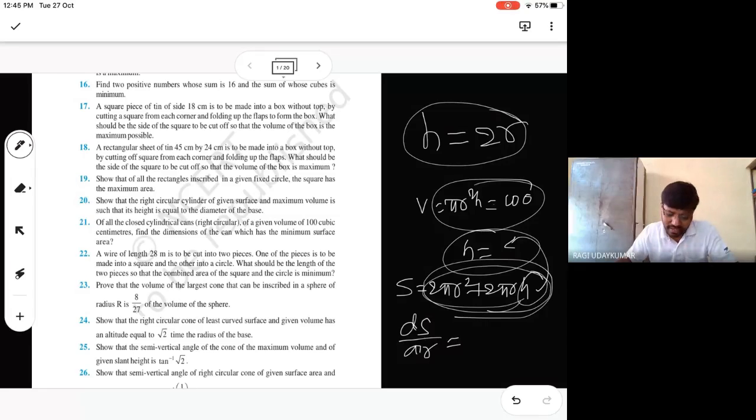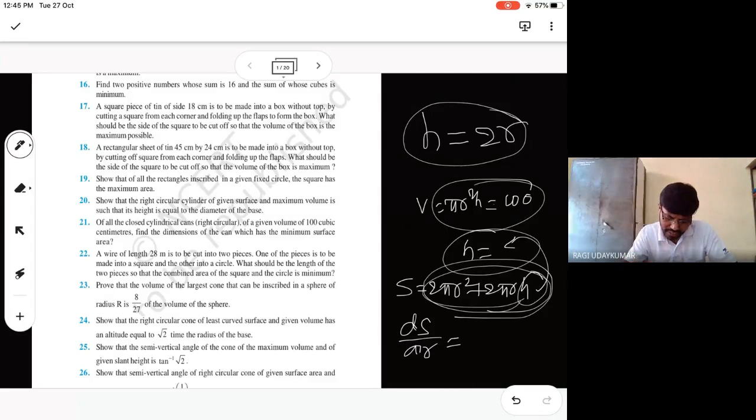Differentiating with respect to r. Okay. Next, do d square s by dr square. This problem is not very different. You can do it. It's not very difficult for you to do. Okay. Next, let us move to the 21st and 22nd. You can do it. 23rd is very, very important. Let us discuss the 23rd problem with this, because these problems are very important.